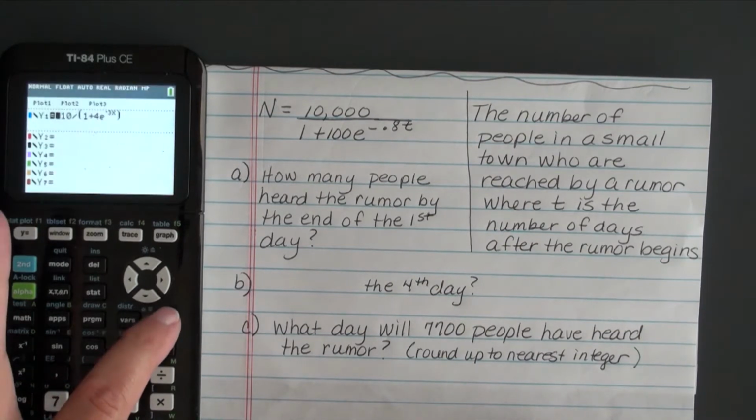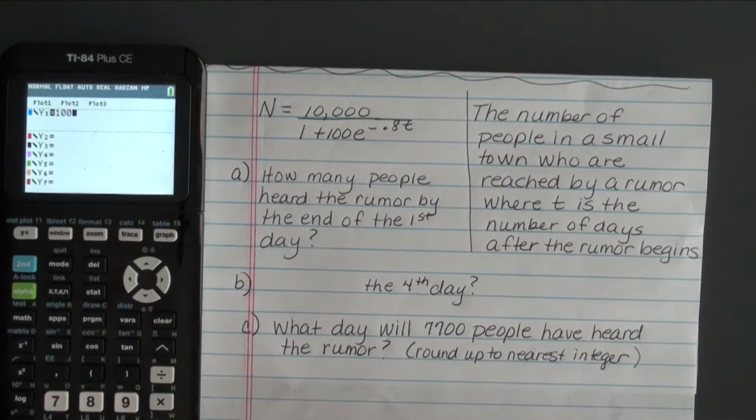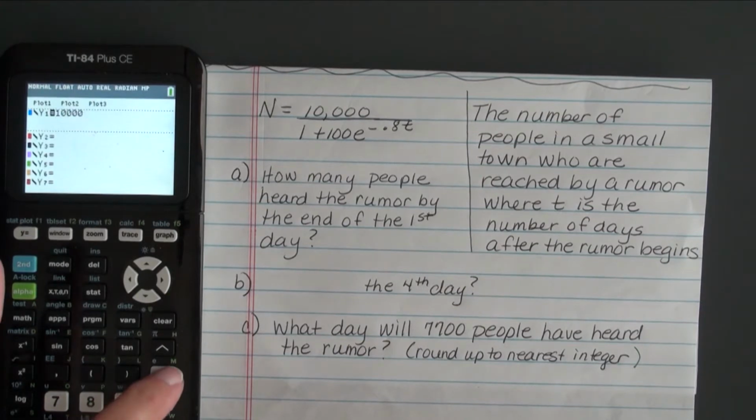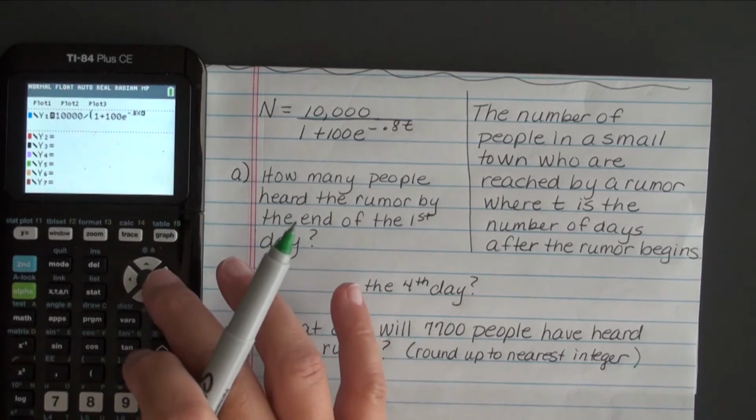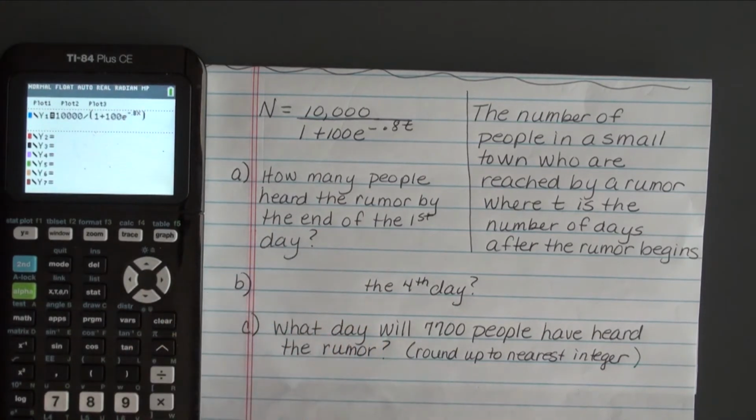So I'll go into y equals, put my 10,000 in the numerator, divided by 1 plus 100 e to the minus 0.8 x power, and use your little arrow to get your parenthesis to go down. And we're going to graph that.